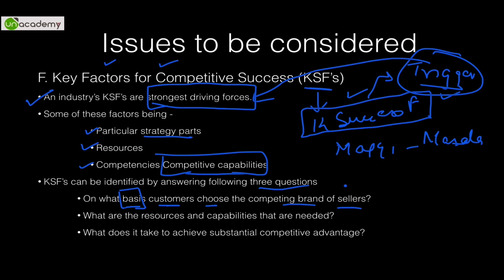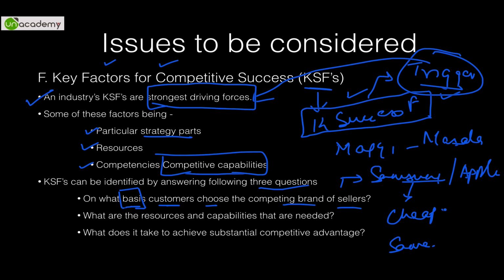Understand why a consumer has started consuming something like a Samsung phone over Apple. That's because it is cheap, and it is offering the same service as Apple. So these may be the two conditions why people are preferring Samsung over Apple. Maybe this is the basis: price, maybe the quality is the same and still you are getting it cheap, is the basis of the customers choosing the competitive brand of sellers. Maybe this is the reason. So this being the first question.